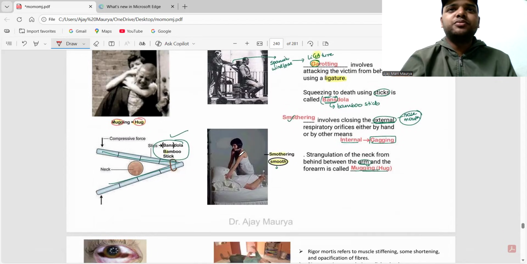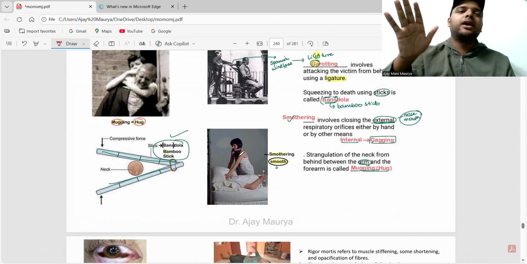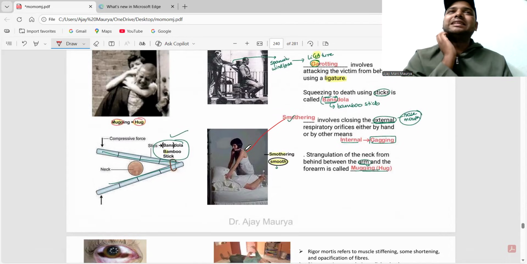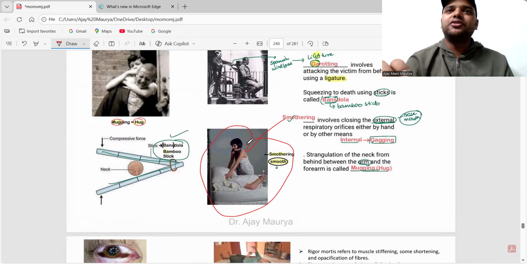This is smothering. Smothering means they are going to block your oral or nasal openings, your nose. It involves the external respiratory orifices, either by the hand or any other means. So this is called smothering. You see this in many movies and serials, where they kill like this.